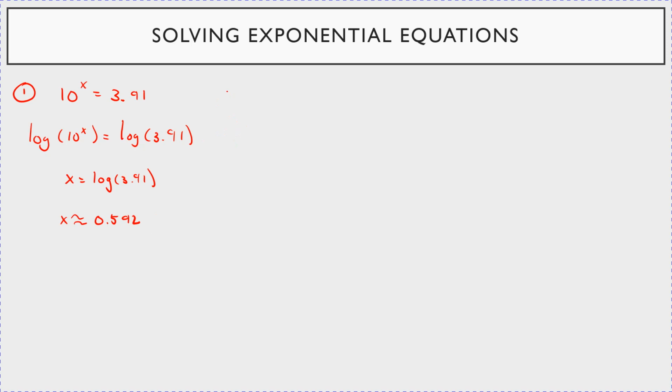All right, let's try this one. Let's look at 9 e to the x is equal to 107. The first thing you're going to want to do is isolate the e to the x. So you're going to divide by 9. So you have e to the x is equal to 107 divided by 9.